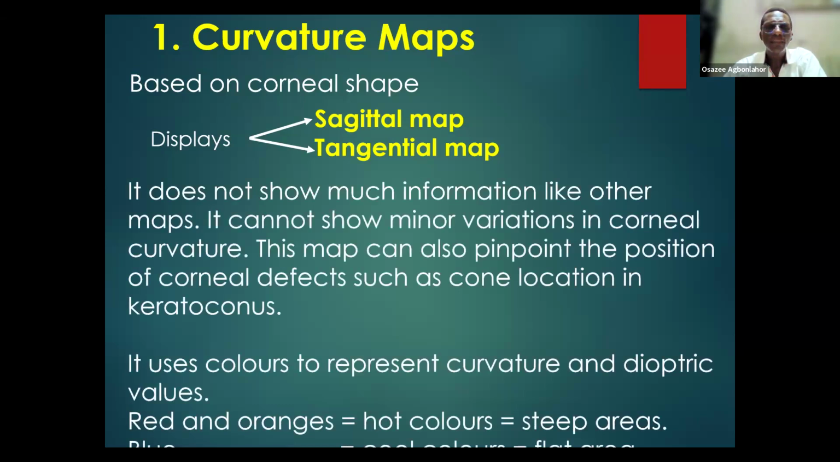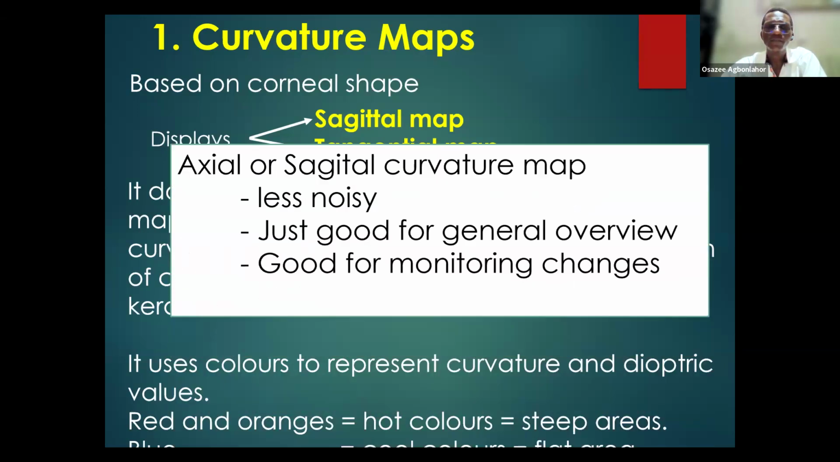It does not show much information other than maps. It cannot show you minor variations in corneal curvature. This map can also pinpoint the position of corneal defects, such as the cone location in keratoconus. Here it uses colors to represent curvature and dioptric power. As I've said before, cool colors are depicted as blue, and hot colors are depicted as orange and red.